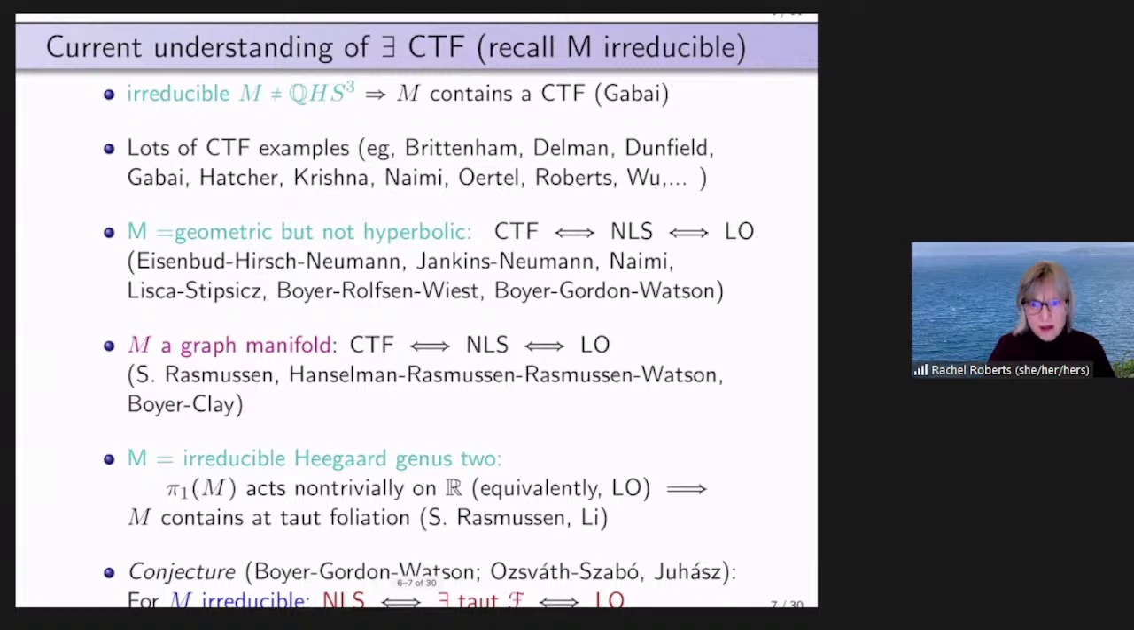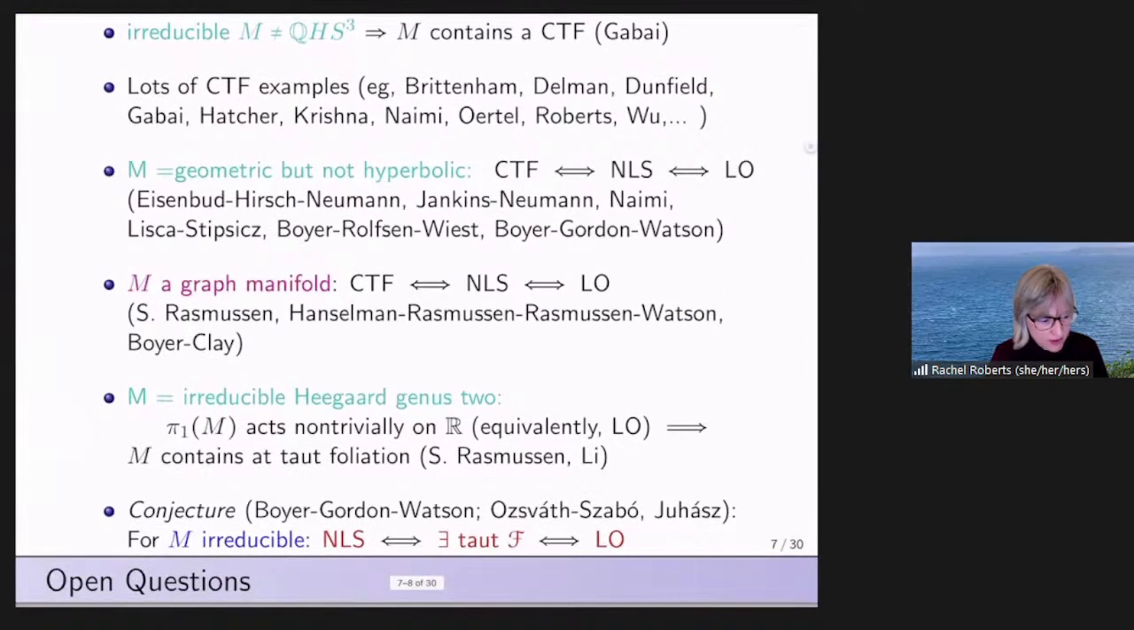If M is geometric but not hyperbolic, here I have LO. So if I jump further down and look at the fourth bullet point, LO stands for the fact that the fundamental group is left orderable, which means you can put a group invariant left ordering on the group. And when you're a three manifold, the fundamental group is left orderable if and only if it acts non-trivially on R. You can think of either of the two definitions of non-trivially on R.